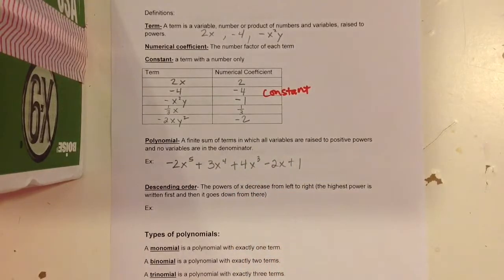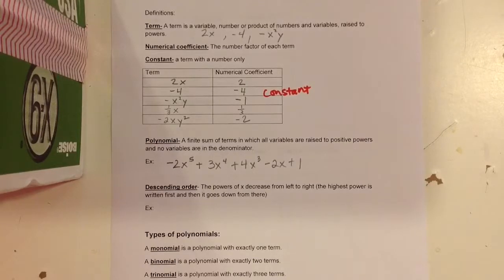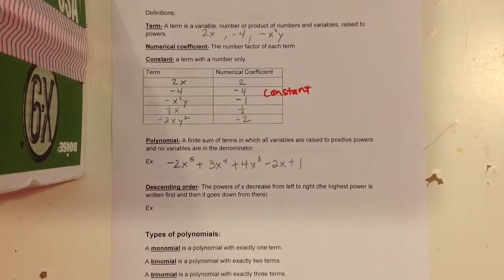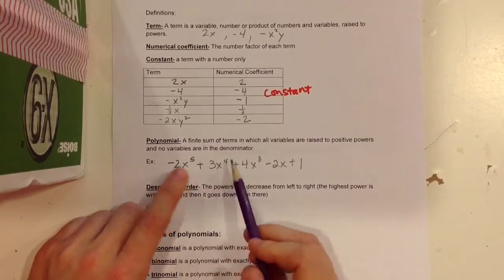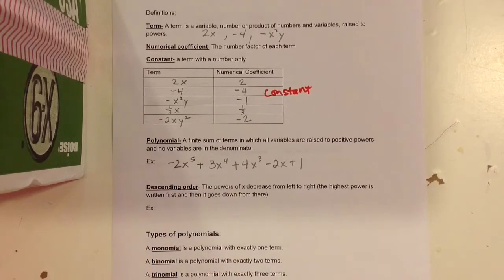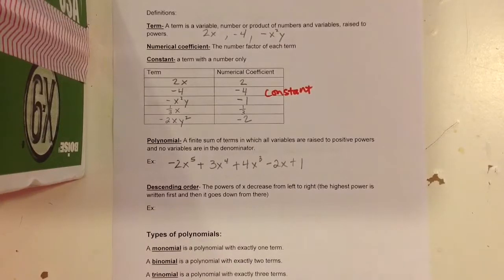Now, polynomials don't have to be this big. It doesn't have to be long. It doesn't have to have x to the 5th in it. A polynomial is just a finite sum of terms, and all the variables are raised to positive exponents, and no variables are in the denominator. So these are just examples of what polynomials look like.